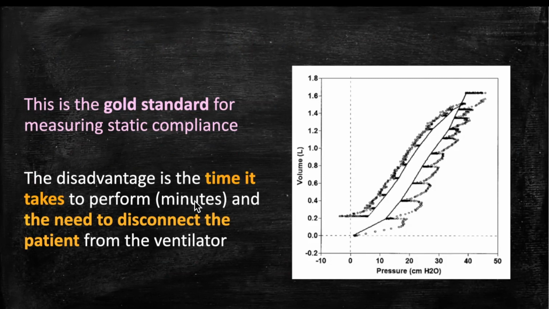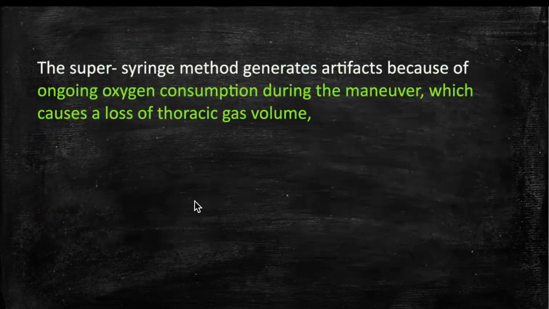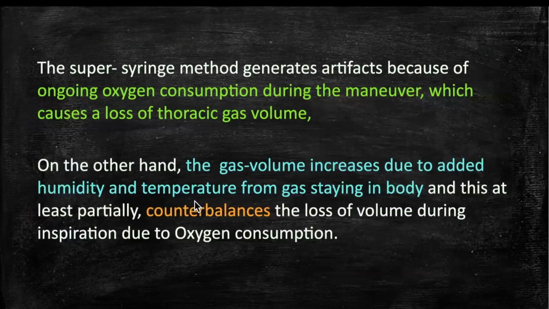and it needs disconnection, although some modern ventilators don't require you to disconnect the patient. And one more disadvantage is, over a period of time, because gas is spending so much time in the lungs, the oxygen gets consumed by the body also. So there will be some loss of volume. But some experts say that because the gas is spending more time in the body, it also expands because of the humidity and the body temperature. So it kind of counterbalances.